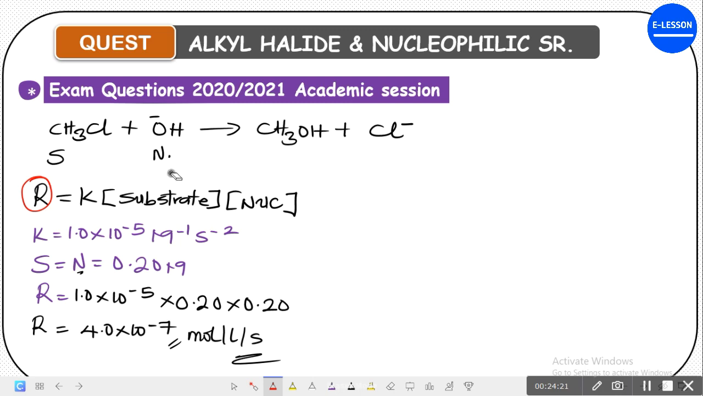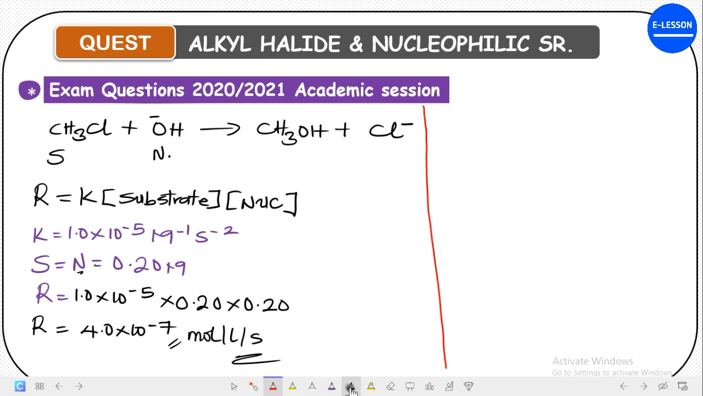Alright, so let's practice this and see if it's actually true by doing the analysis here. So what will this give to us now? The concentration of methyl chloride, which is the substrate, is 0.05. So our K still remains as 1.0 times 10 to the power of minus 5. Right? And that of the substrate is now 0.05 mole.